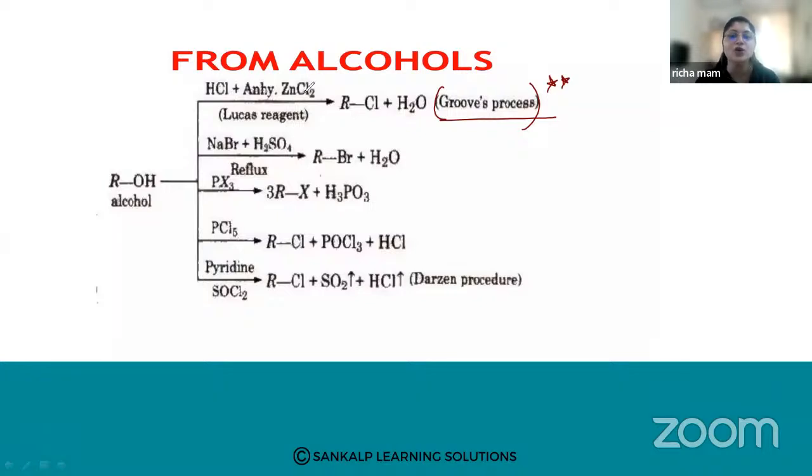What is Groove's process? Chloroalkanes can be obtained by passing HCl into alcohol in the presence of anhydrous ZnCl2, and this is called Groove's process. What can be an example? Shall I take the alkyl group as ethyl, C2H5? If I take C2H5OH, alcohol, and react it with HCl in the presence of anhydrous ZnCl2, what will be the product obtained, students?